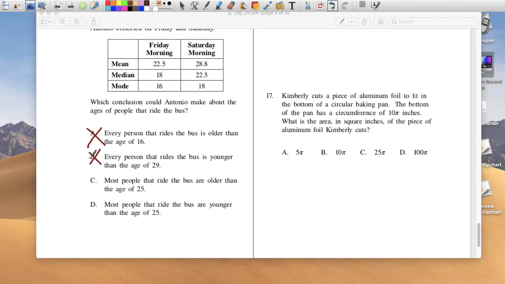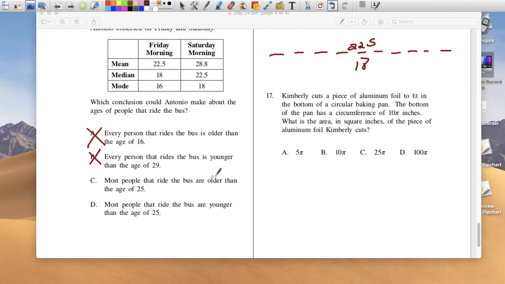There could have been an outlier, somebody who's 45, 50 years old. You know, I don't know unless I'm looking at the data. I can't tell that, right? Because there's a bunch of numbers here, right? A bunch of people he asked, 1, 2, 3, 4, 5, 6, 7, 8, 9, 10. I don't know what was the highest number here, the oldest person or the youngest person. I know the mode was 16, so there's definitely a lot of 16s for Friday. I know the mode was 18, a lot of 18s on Saturday morning. The median number in the middle was 22.5 on one day and 18, but I don't know what these extremes were. So I could have had a very young person, a very old person.